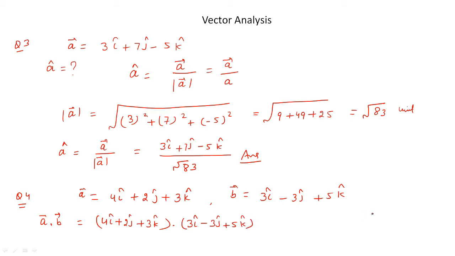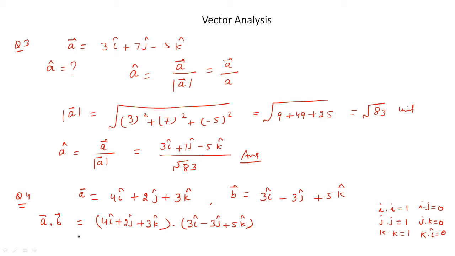We know that in a scalar dot product, i dot i is equal to 1. Similarly, j dot j is equal to 1. k dot k is equal to 1. And i dot j is equal to 0. j dot k is equal to 0. And k dot i is also equal to 0.